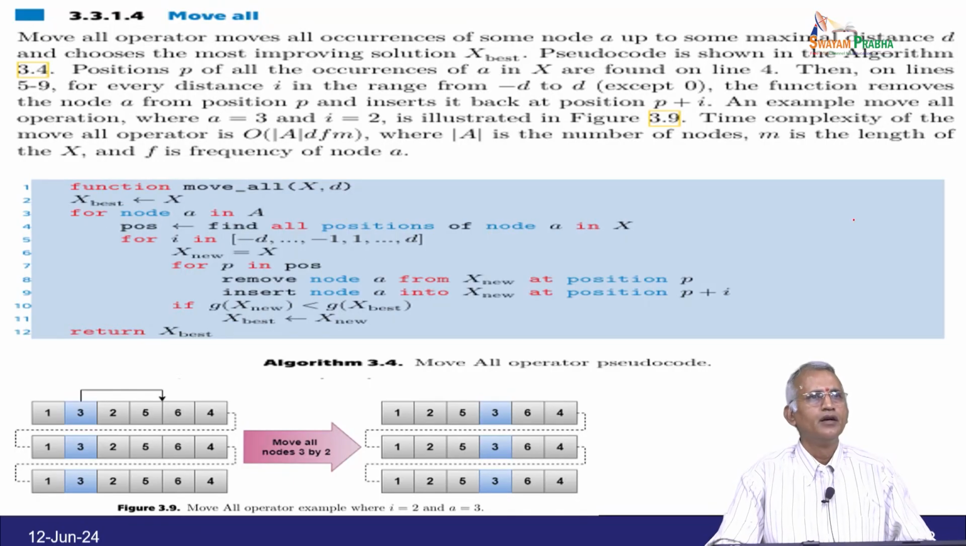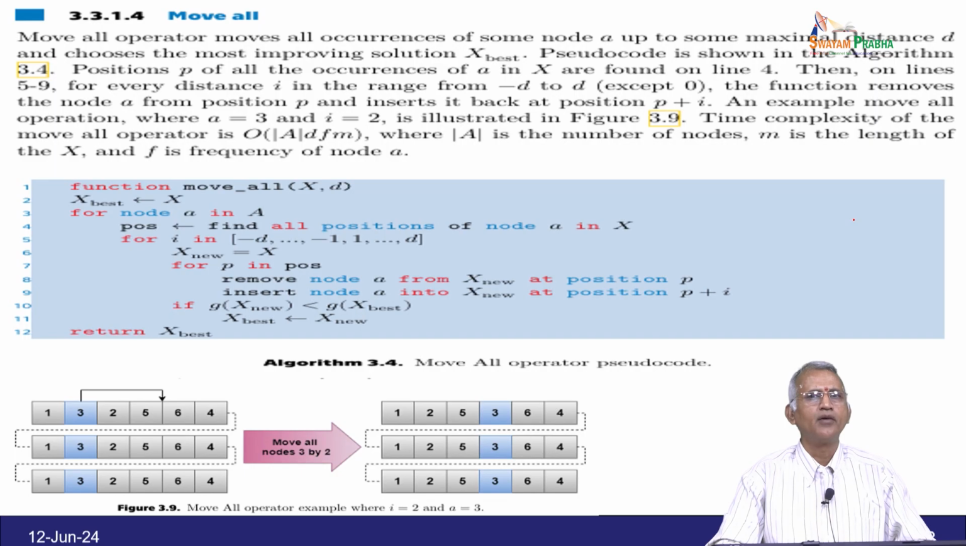Next, move all. The move all operator moves all occurrences of some node A up to some maximal distance d and chooses the most improving solution x best. Pseudocode is shown in algorithm 3.4. The positions P of all the occurrences of A in x are found on line 4. Then on lines 5 to 9, for every distance i in the range from minus d to d except 0, the function removes the node A from position P and inserts it back at position P plus i. An example move all operation where A equals 3 and i equals 2 is illustrated in figure 3.9.